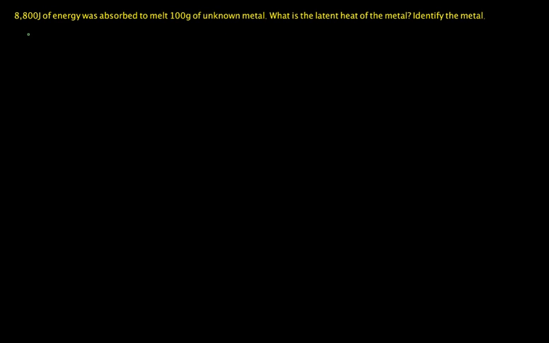All right, next one. We got 8,800 joules of energy absorbed to melt 100 grams of an unknown metal. What is the latent heat of the metal, and identify the metal. Okay, so let's set up our given information. Q is 8,800.